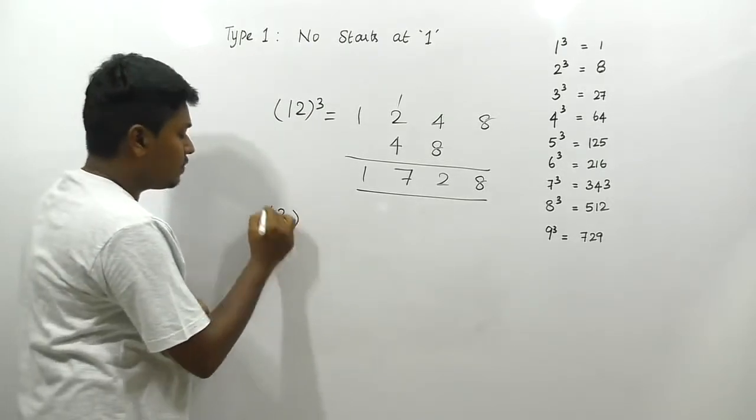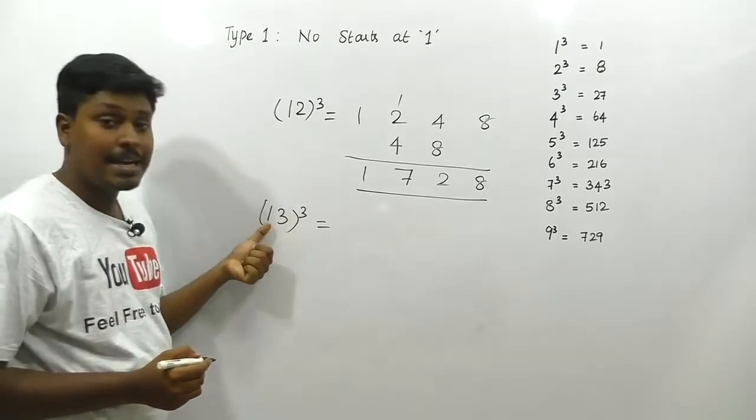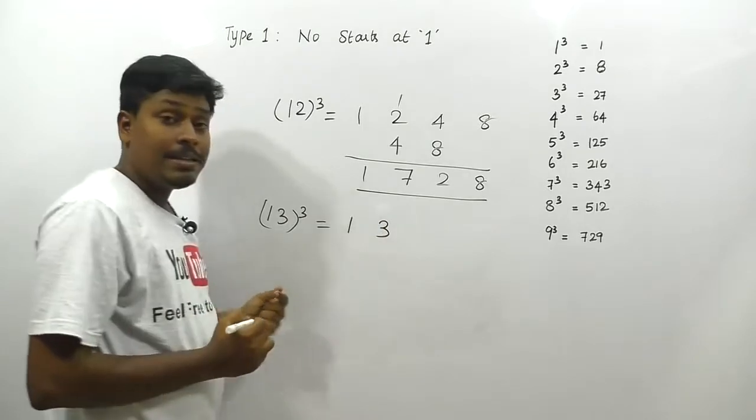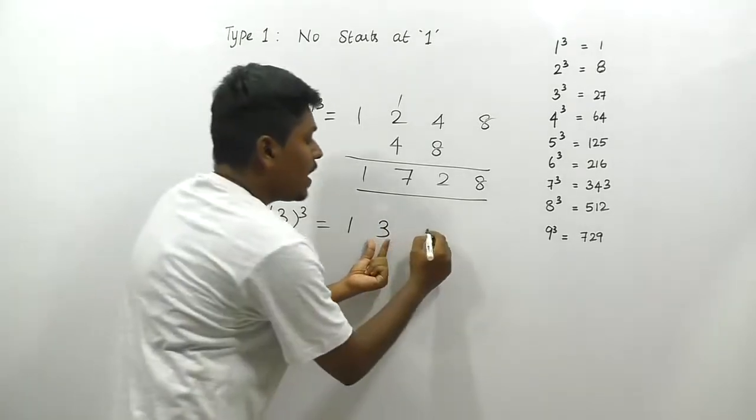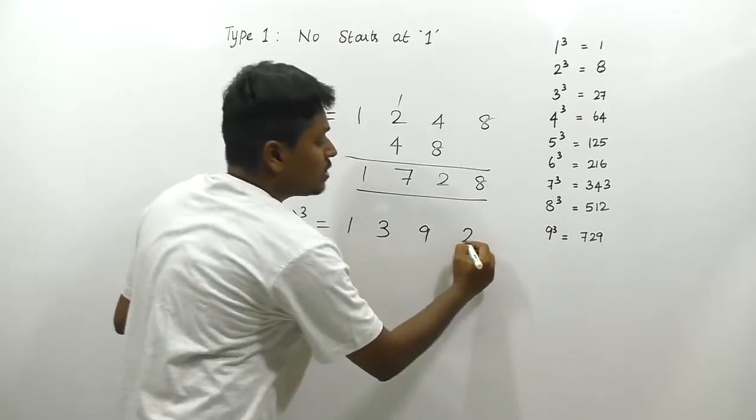So 13 cube. What is 13 cube? It is type 1. Why am I saying type 1? The number starts with 1. So the same number should be repeated here, 13. And another thing, square the second number. 3 square is 9. Cube the second number, 3 cube, that is 27.